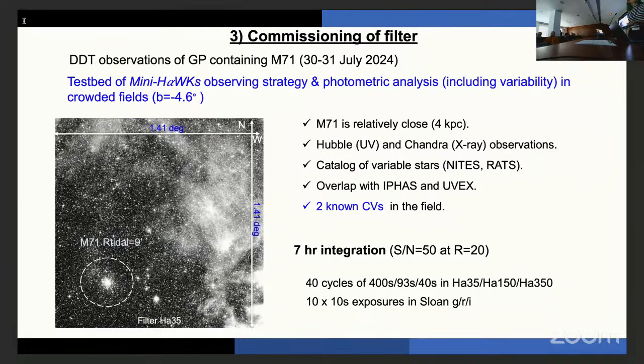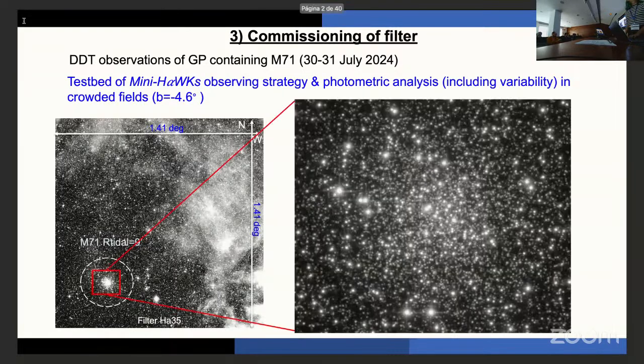So the DDT consisted of 7 hours of integration to reach a signal-to-noise ratio of 15 at magnitude 20. We divided these 7 hours into 40 cycles of our filters, and we also observed 10 exposures in the Sloan filters for calibration purposes. And as we see, although it's a globular cluster, it is one of the least centrally condensed.